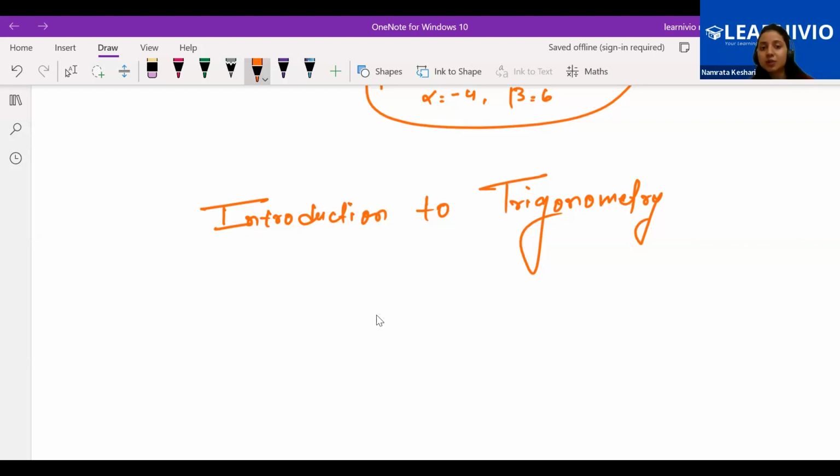So far you have learned in geometry the construction part, and in Euclid's geometry you learned a few definitions, axioms, postulates. Here we are going to start trigonometry. And when we are talking about trigonometry, we will focus on triangles, and that too a special triangle, that is the right angle triangle. So in this trigonometry chapter, we will be focusing on a right angle triangle, not any other triangle.